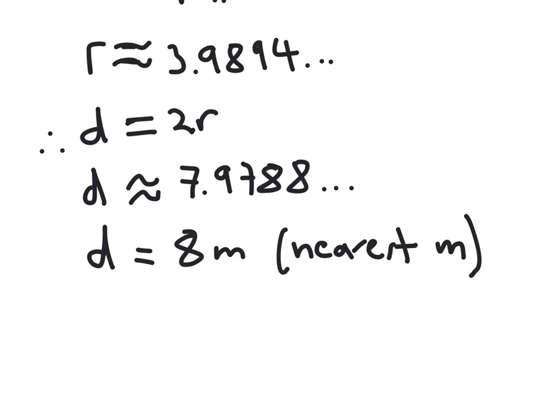And so that's how we could find the radius or the diameter. We use the same process to find the radius each time, and then if you're asked to find the diameter, we just have to double it at the end.